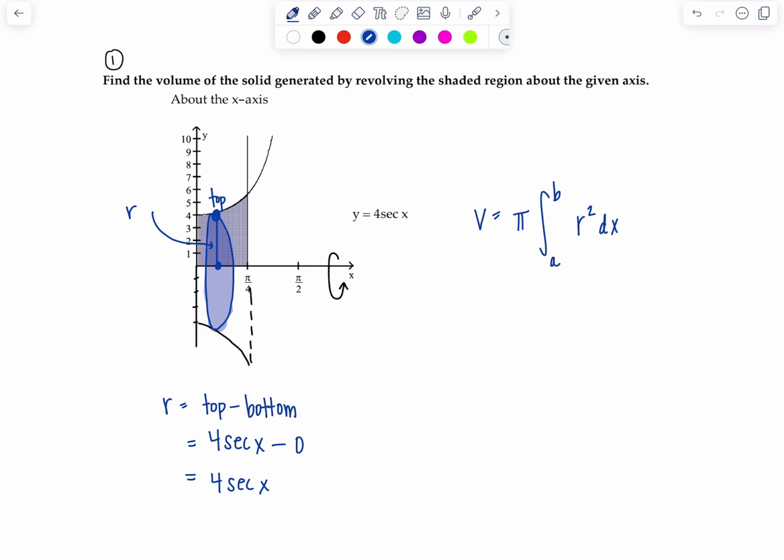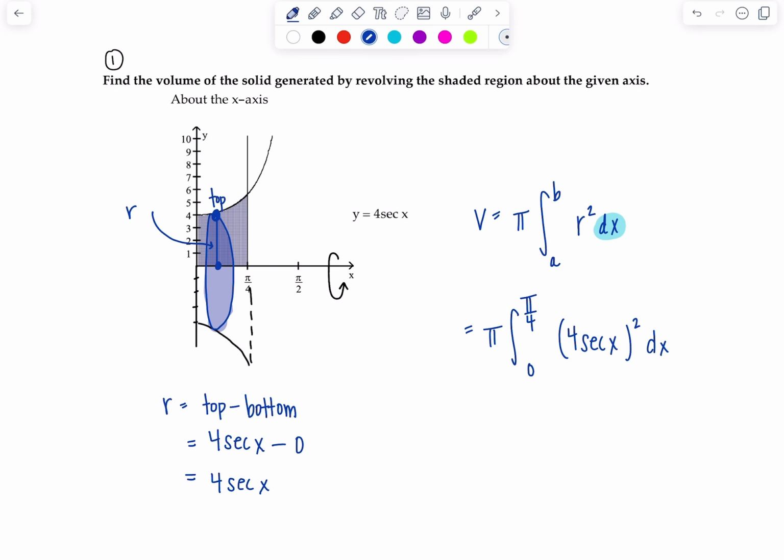Also, we have to figure out a and b, limits of integration. They have to be limits for the variable that we're integrating with respect to, in this case, x. So look at the original region. What are the bounds for this region in the x direction? It goes from 0 to pi over 4. So that's a and b. So this is equal to pi integral 0 to pi over 4 secant of x squared dx.